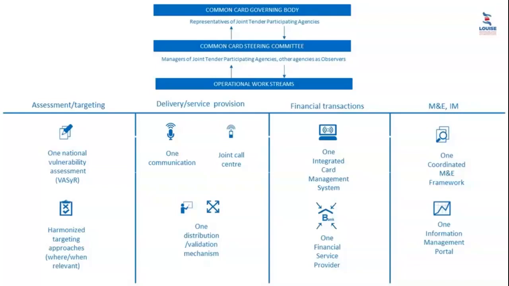Once the bank was selected, the three agencies defined, with the three technical members of the agencies, integrated business processes to be able to issue cards and payments in a joint manner, in an orchestrated manner. That was the second biggest work that was done by the three agencies.